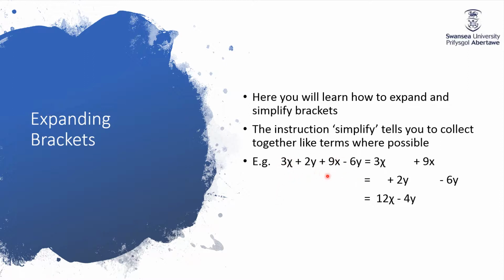3x plus 2y plus 9x minus 6y. Now we collect together the x's, so 3x plus 9x is 12x, and we collect together the y's, so 2y minus 6y is minus 4y. Therefore we simplify this expression to 12x minus 4y.